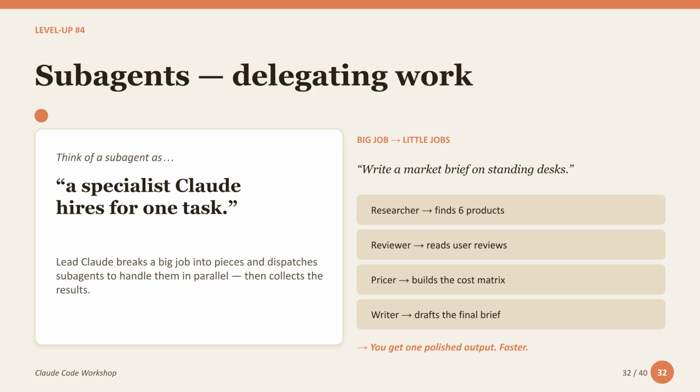Level up 4 is sub-agents. Think of a sub-agent as a specialist Claude hires for a single task. For complex requests, Claude delegates parts of the job to sub-agents in parallel, like a researcher, reviewer, and writer, compiling the results into one fast, polished output.